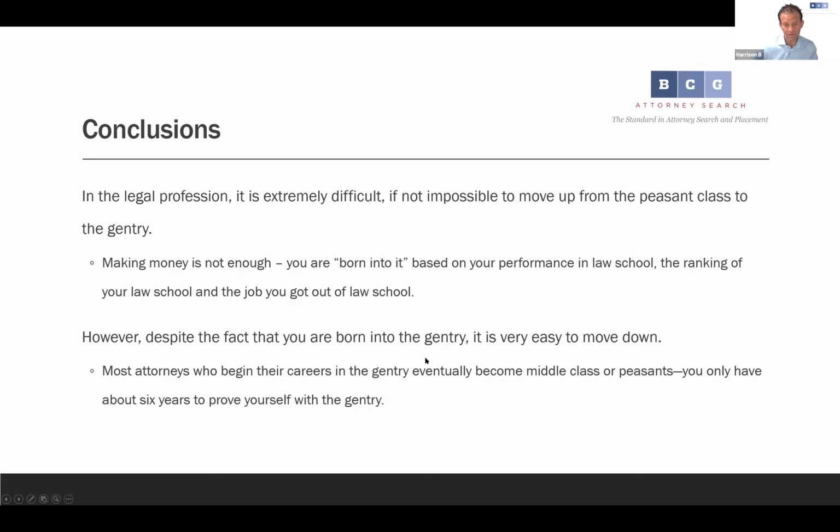They end up with these smaller firms, and so you only have about 6 years to prove yourself. And so it's very important to work as hard as you can, to do the best you can if you want to stay with that and you want to play at that level.